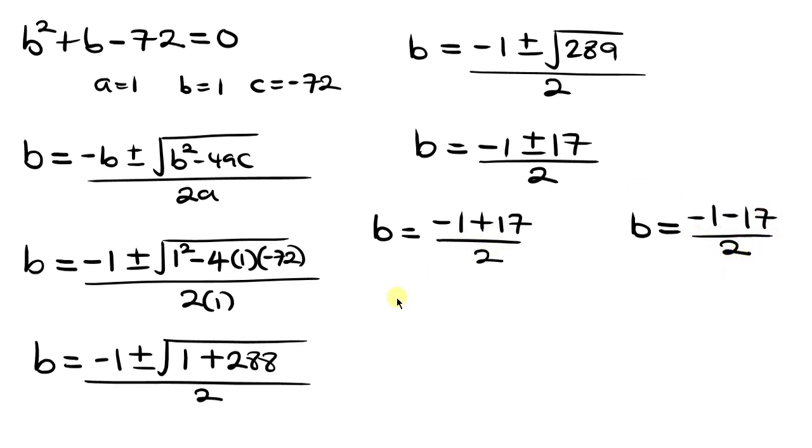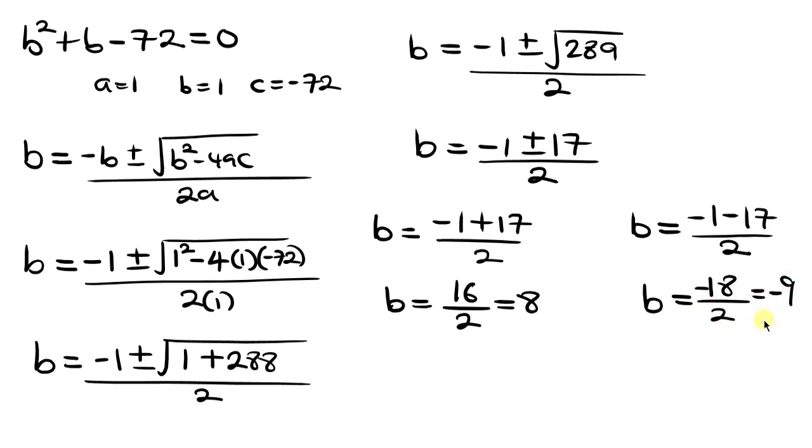So from here, you see that b is equal to negative 1 plus 17, which is 16, divide by 2, which gives a value of 8. Now from what we have here, b is equal to negative 1 minus 17, which is negative 18, divide by 2, so this gives a value of negative 9.